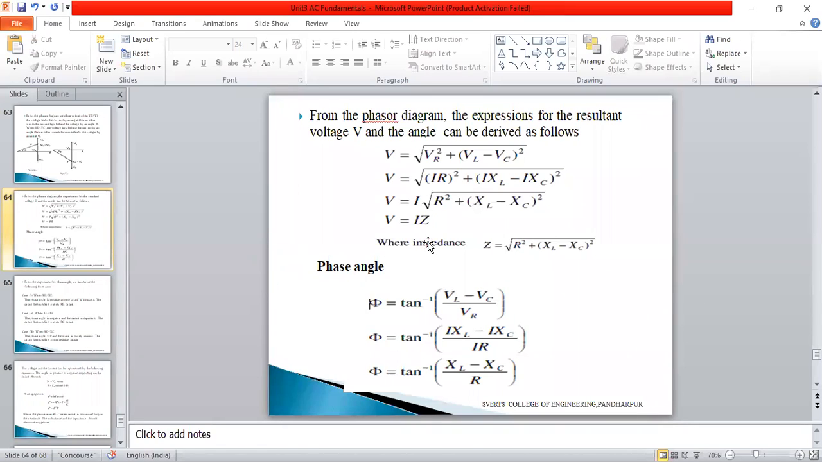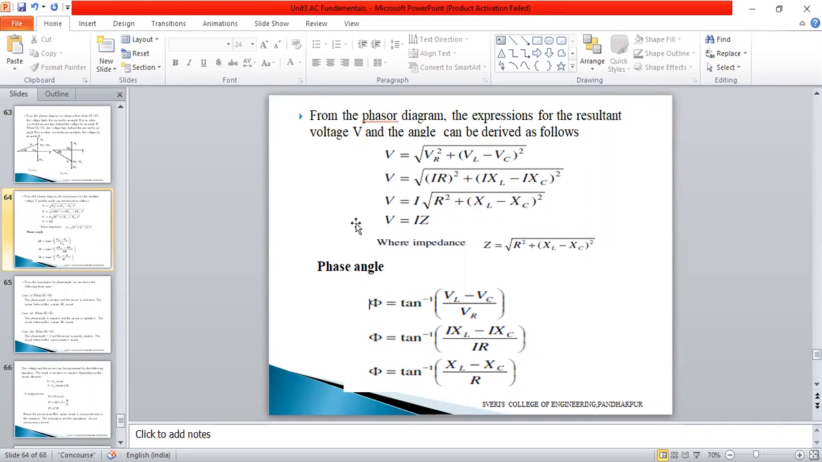Next line, write down V equal to IR. Sorry, write this: V equal to square root of VR square, or V equal to VR. Only VR.